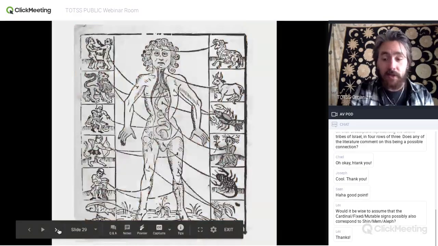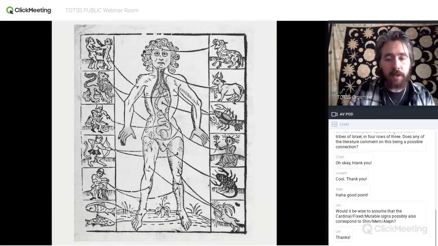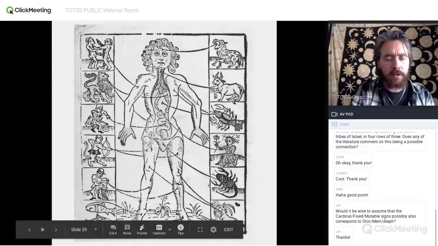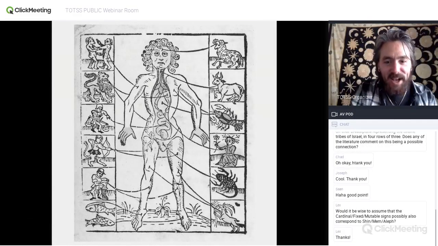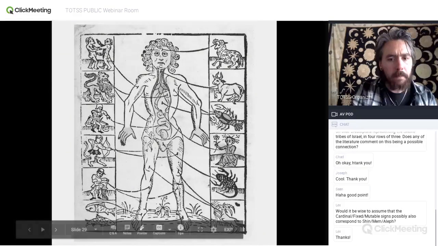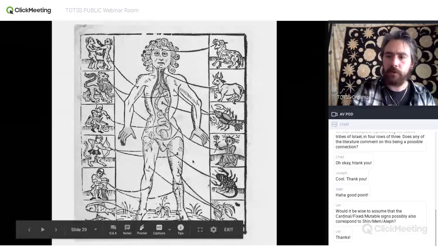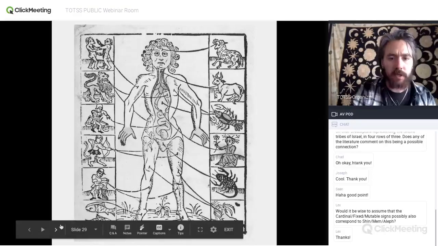Okay, another one here too. You can see in this one they include some of the attributions to the internal organs. So you can see Cancer being attributed there to, well, I'm not entirely sure what that is. But you can see Virgo is the intestines. There must be the stomach there. So you can see they're also doing internal organs as well. I'm just going to keep moving along.